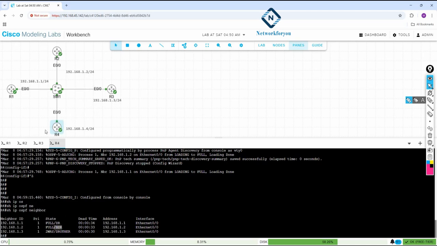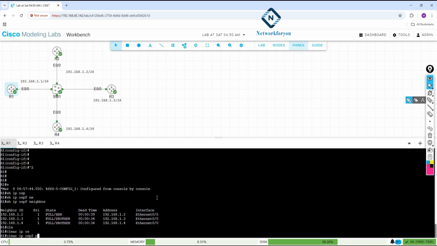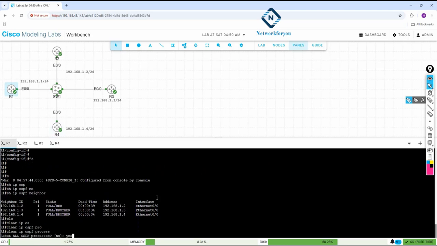So now if you want to make R4 the DR, then we need to reset the OSPF. After that R4 will become the DR and R3 will become the BDR. But now, as we configured R1 first, R1 became the DR and then R2 became the BDR. By seeing this IP, we know this is R1, this is R2. So now we can do the reset. To reset the OSPF, we write clear ip ospf process, enter, write yes.